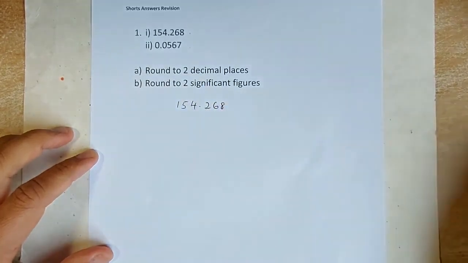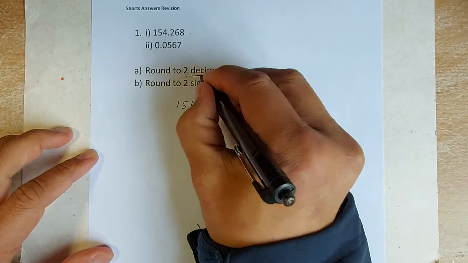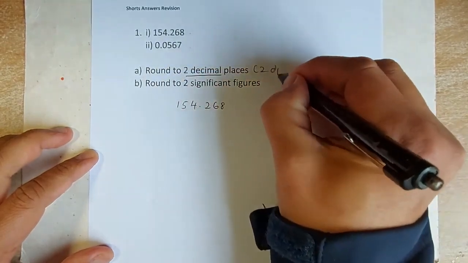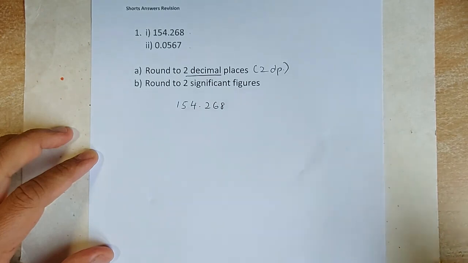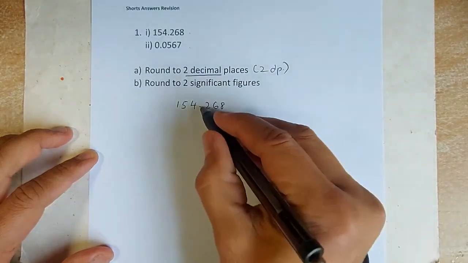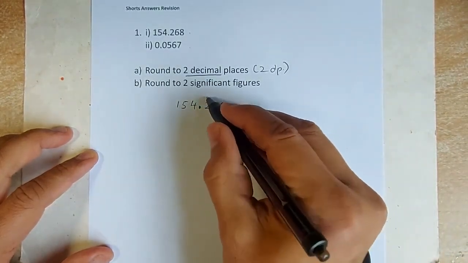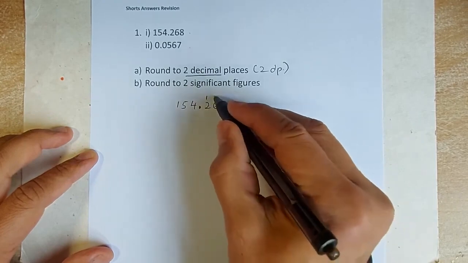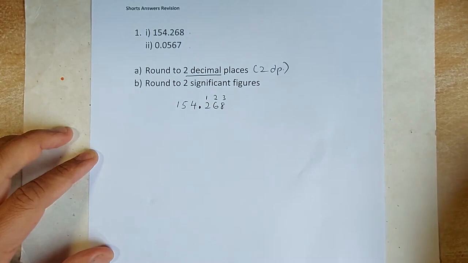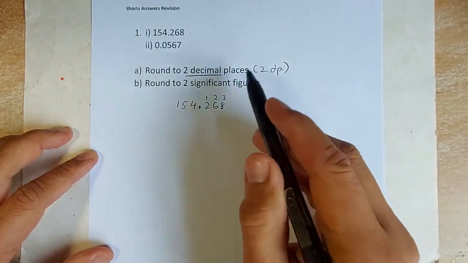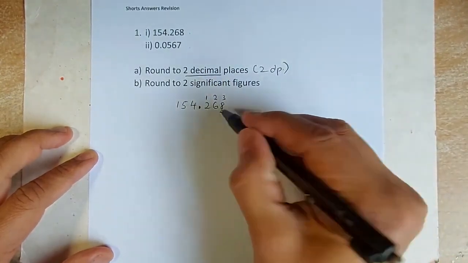154.268. If they ask you for two decimal places, or 2 DP, it means you must have two numbers after the decimal point. So this is the decimal point. We look at the first number after the decimal point, this is the second, and this is the third. So if they ask you to calculate correct to 2 DP, you look at the third number.